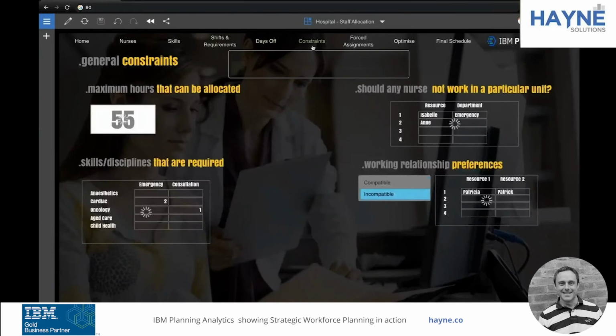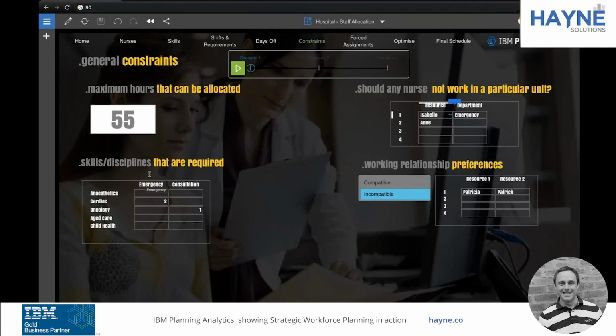Next, we want to tell the system some of the constraints that we need to work within. We can't, for example, allocate nurses more hours than the maximum we want to allocate for any particular strategy. So here we have a maximum number of hours that can be allocated of 55 per week, and we can set up other preferences as well. For example, a nurse may not like to work in a particular unit, and we can set this up here. So for example, in Isabella, we don't want to allocate into the emergency department, so we wouldn't put her in there.